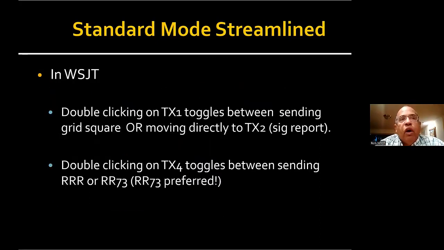One way of helping you achieve this is that in WSJT-X, you can double click on TX1, which toggles between sending your grid square or moving directly to the signal report, which is TX2. You can also double click on TX4, which toggles between sending the Roger Roger Roger, or the Roger Roger 73. Obviously, the Roger Roger 73 is preferred.